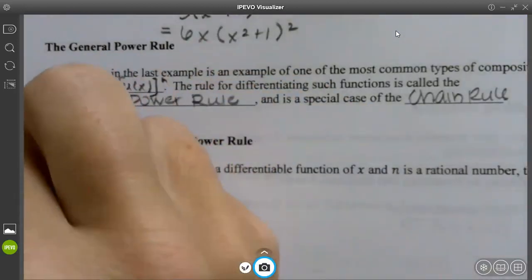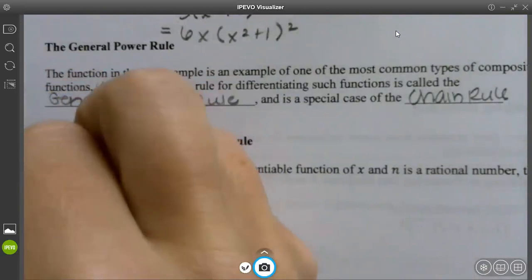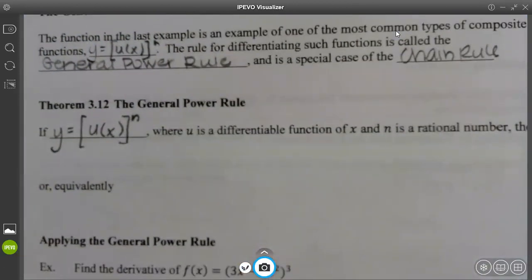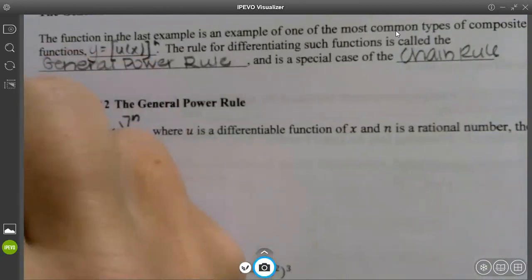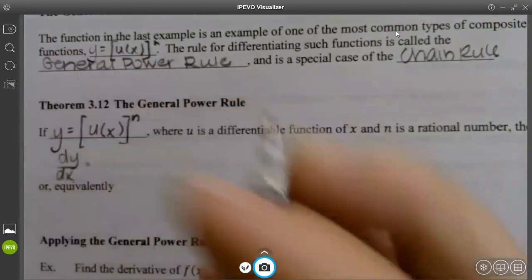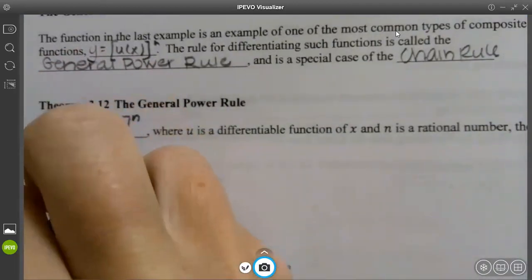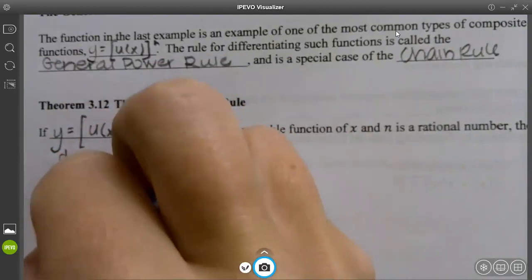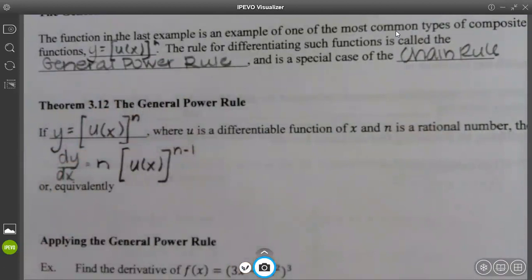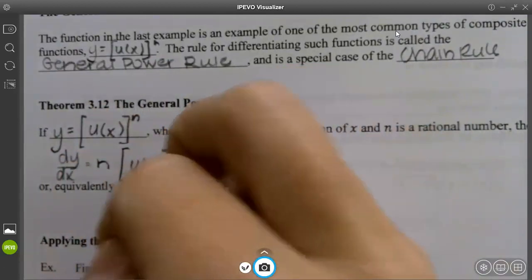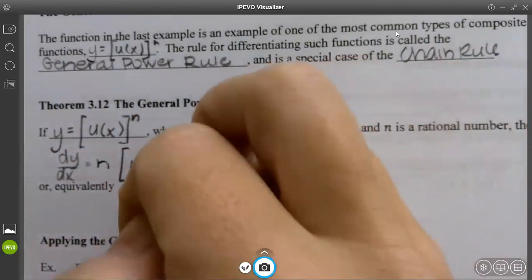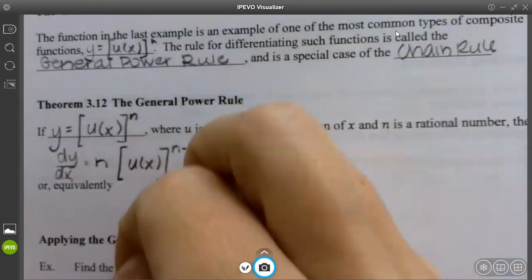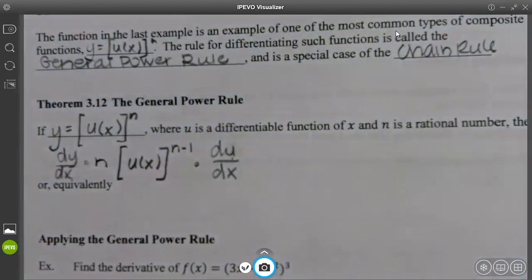So if y equals u of x to the n, where u is a differentiable function of x and n is a rational number, we just did it. We're going to bring the n down, keep the function to the 1 less power, times, that's a u, not a y, the derivative of the function inside.